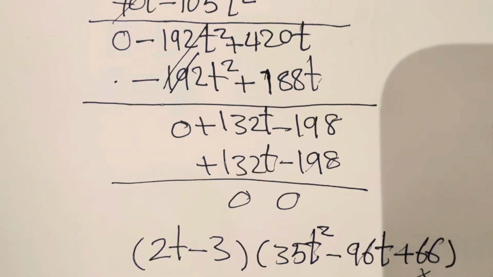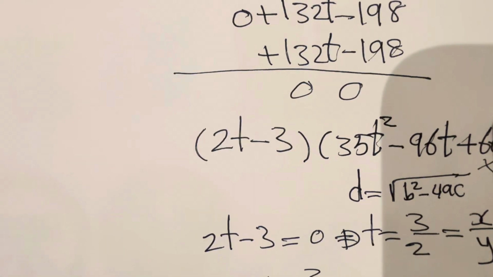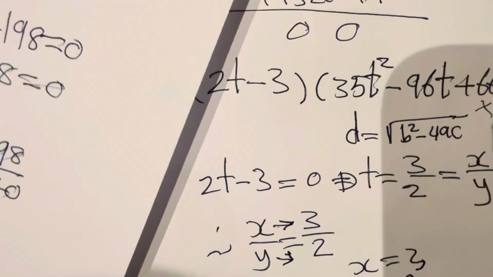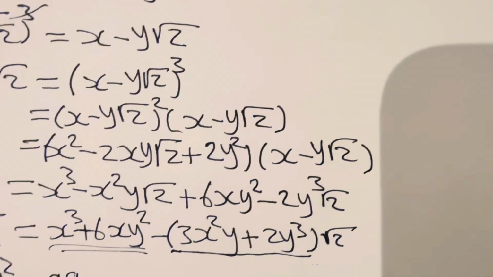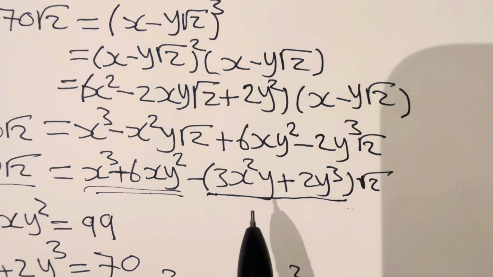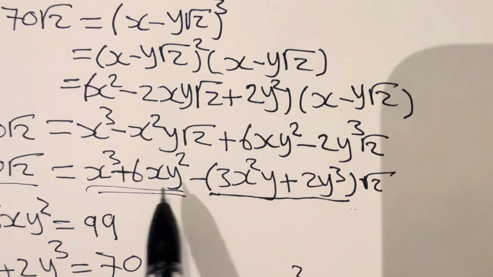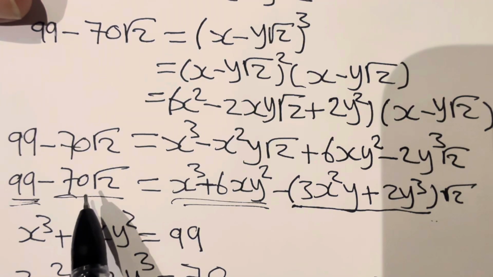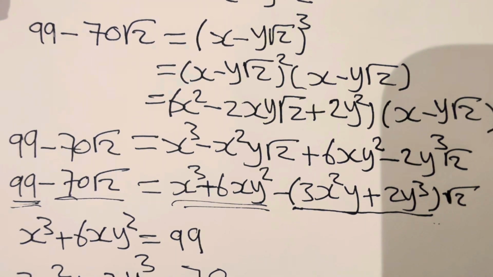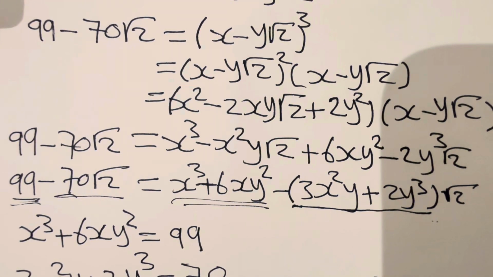So how do we know we got the right answer? If we plug x equals 3, y equals 2 into these equations, we get 99 minus 70 root 2. So it will tell us that our calculation is correct. That's one of the real roots.